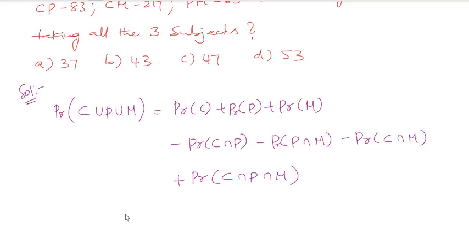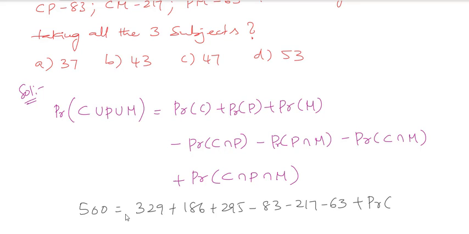So here, what will this value be? This is 500. So 500 is equivalent to all the values: you can do it as 329 plus 186 plus 295 minus 83 minus 217 minus 663. This you have to calculate as the probability of chemistry intersection physics intersection mathematics.